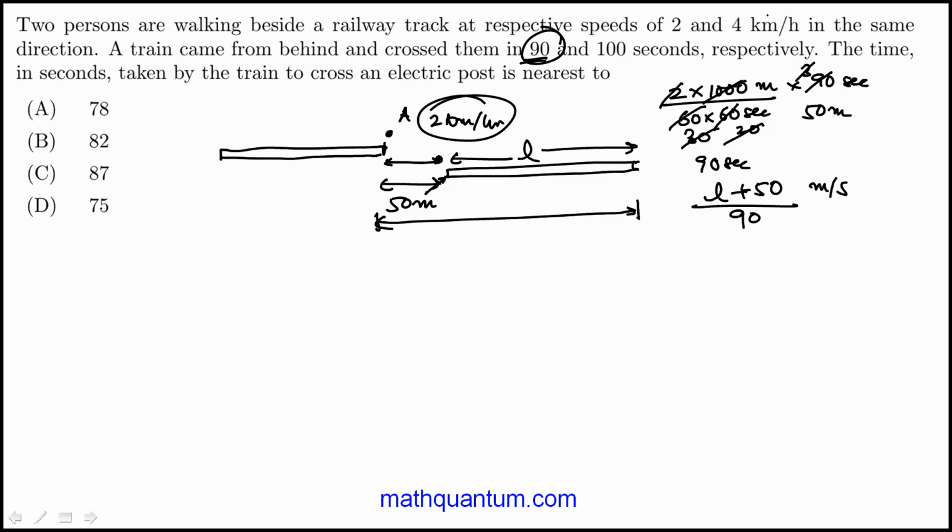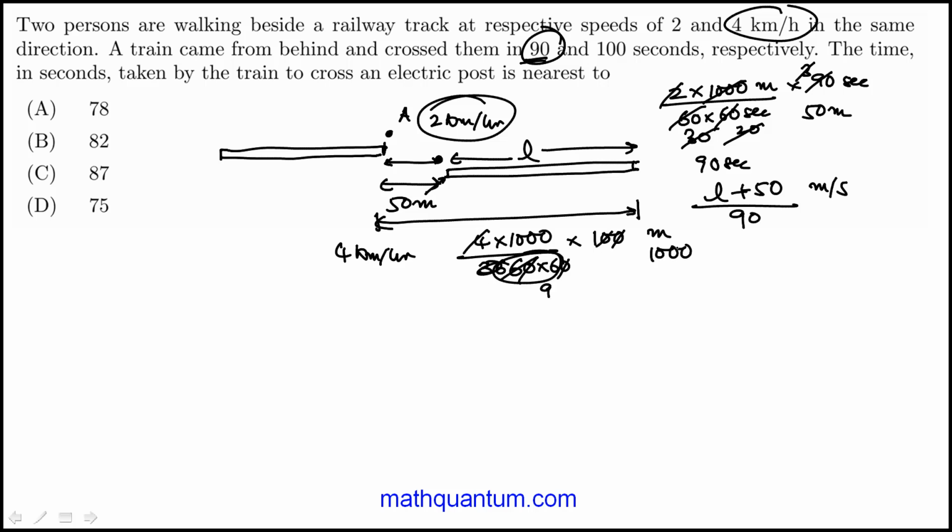We'll get a similar scenario for the second person, who's going at 4 kilometers per hour. So I need to do the same thing. How much distance has that person traveled? Actually, let me write it as 60 times 60. We'll try to reduce this, in 100 seconds. So this is in meters. So that goes out, and this is 36. So 4 goes into 36 9 times. So 1,000 over 9 meters.